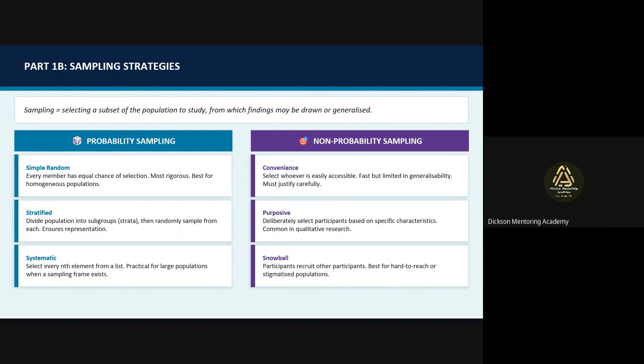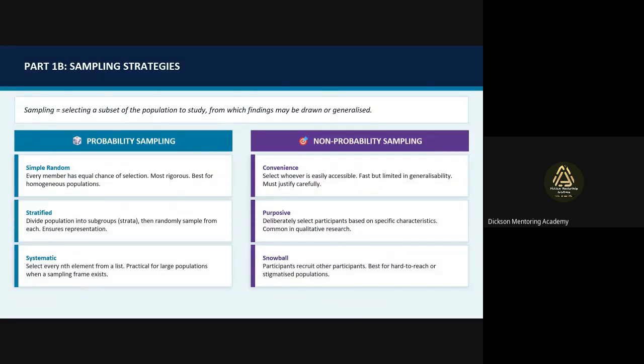Then the third type of probability sampling is systematic sampling, where every nth element from a list is used, and it is practical for a large population when a sampling frame exists. This is used in very large populations.